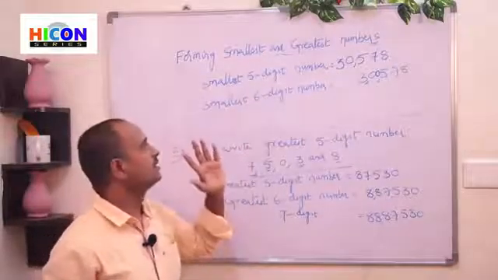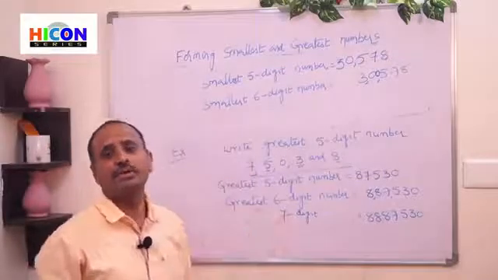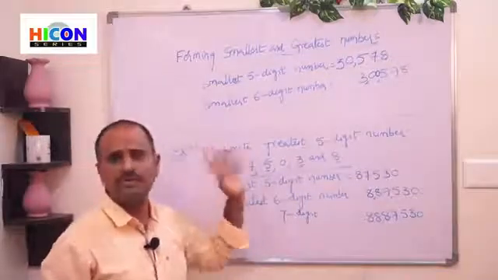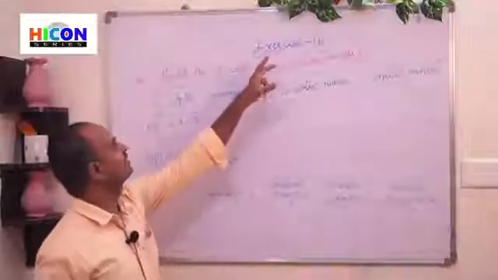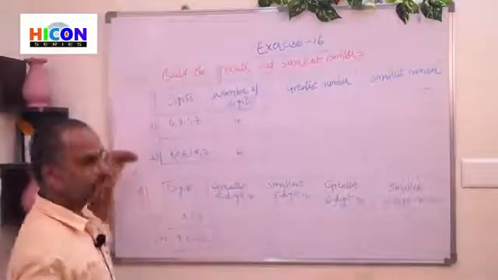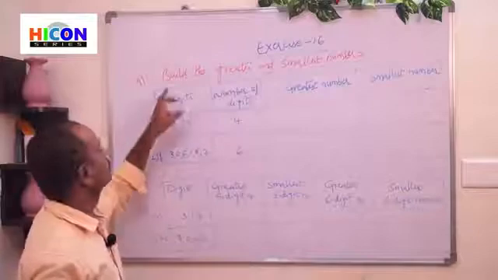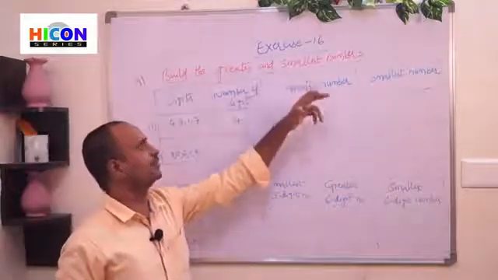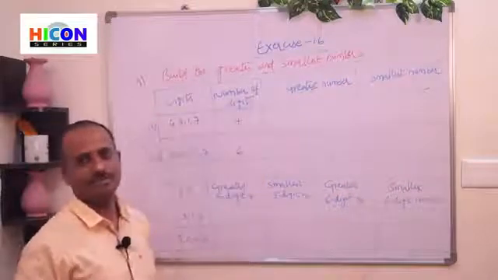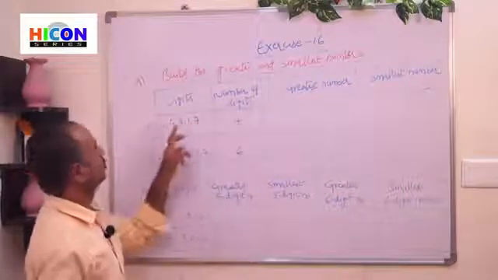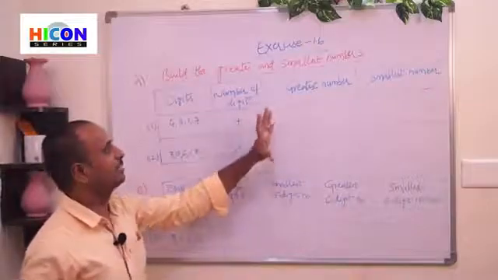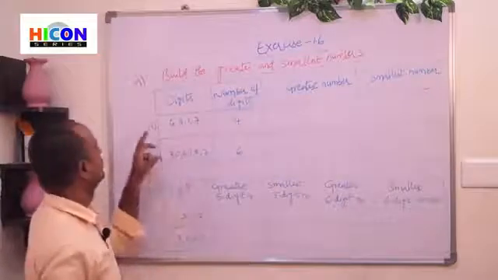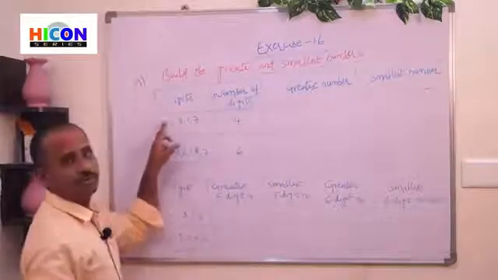So let us go to the exercise part, that is Exercise 1.6. There are 2 problems in this section. The first problem is to build the greatest and smallest numbers with the given digits. So let us see how to form the greatest number and smallest number with the given digits.